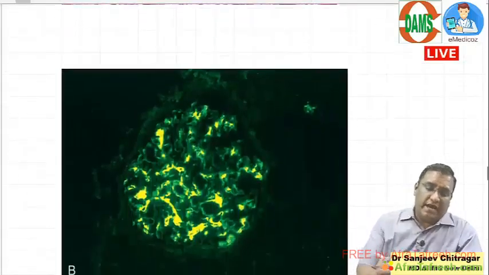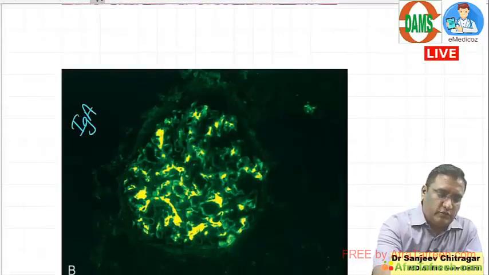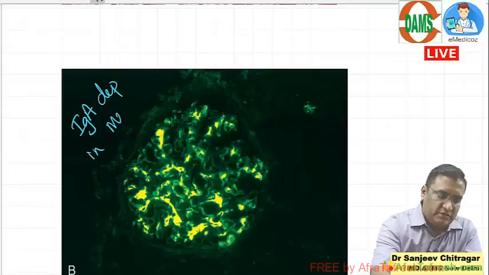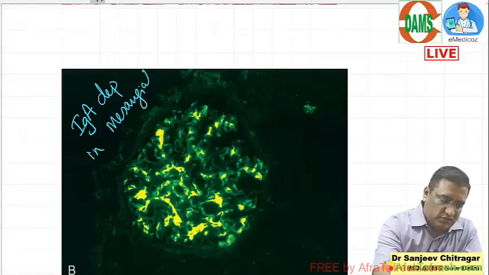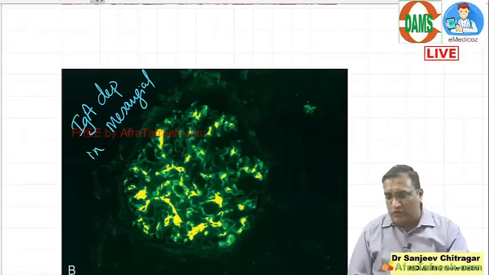So these are your IgA deposits. Where do you see such IgA deposits? In IgA nephropathy again. IgA deposits in mesangium. So these are your mesangial deposits seen in IgA nephropathy.